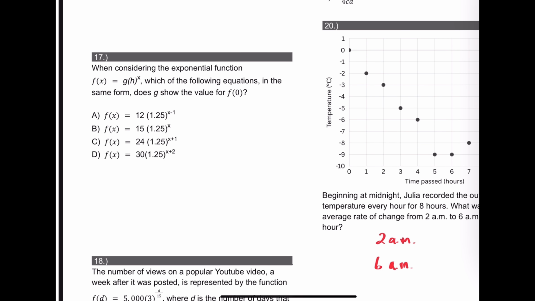So A, B, C, or D, when you plug in 0 for x, we're looking for one of those values to not change. Well, I notice here that when you raise anything to the power of 0, it really just becomes 1. Any number to the power of 0 is 1. So 1.25 to the power of 0 is 1, and that is going to give us an output of 15. Answer is B.